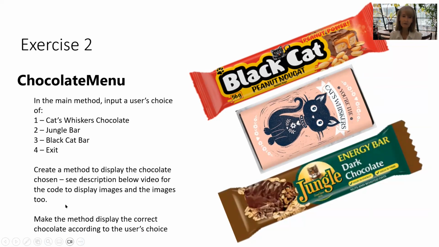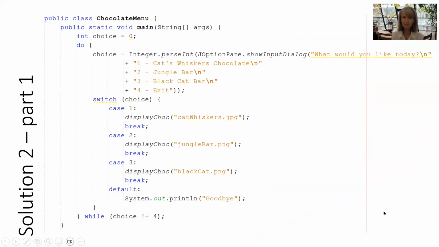And then you will use a switch case to make the method display the correct chocolate according to the user's choice. So obviously you're going to need a little bit of external help here because our Java course doesn't really show you how to display images. But this is good stuff to know for your PAT. It could help you. So let's go and have a look at how it's done.